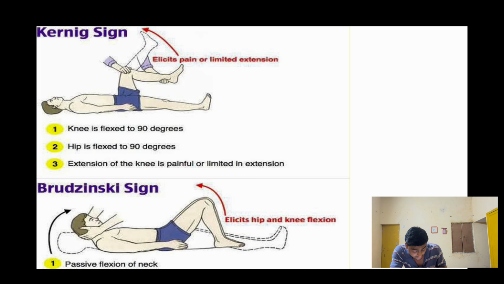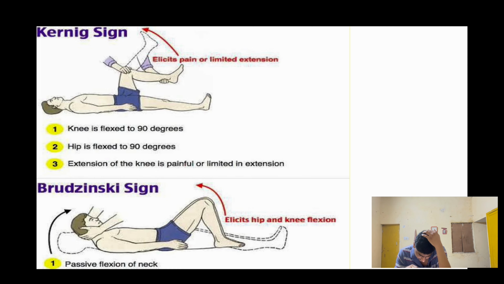Now in this image we can see the Kernig sign. If we flex the hip of a patient to 90 degrees and the knees also flex to 90 degrees, then the extension of the knee is painful or there is limitation in extension which elicits pain or limited extension.